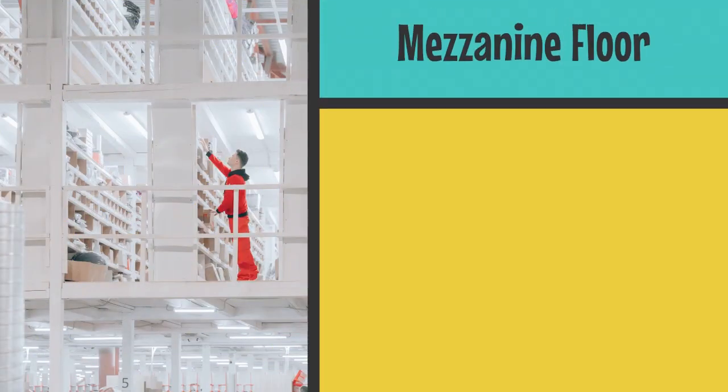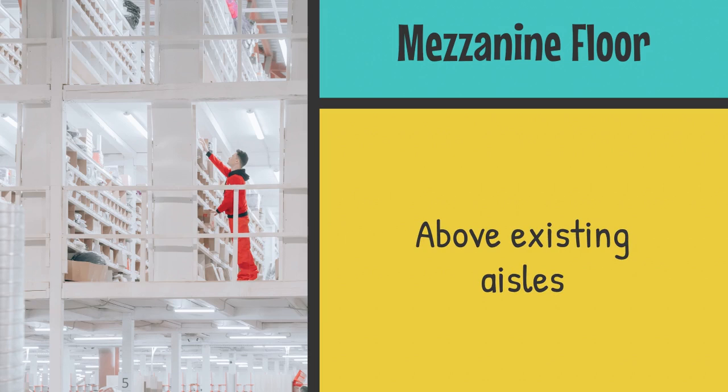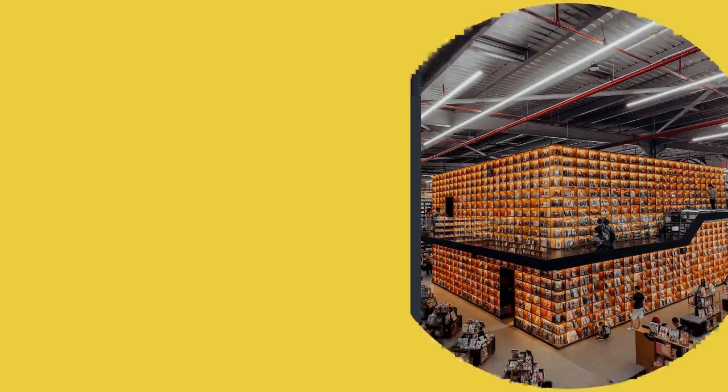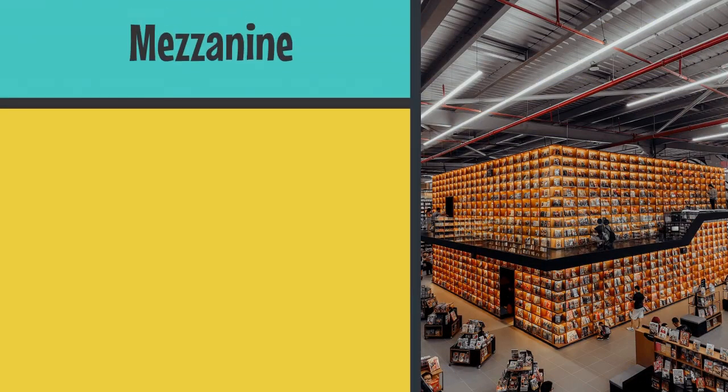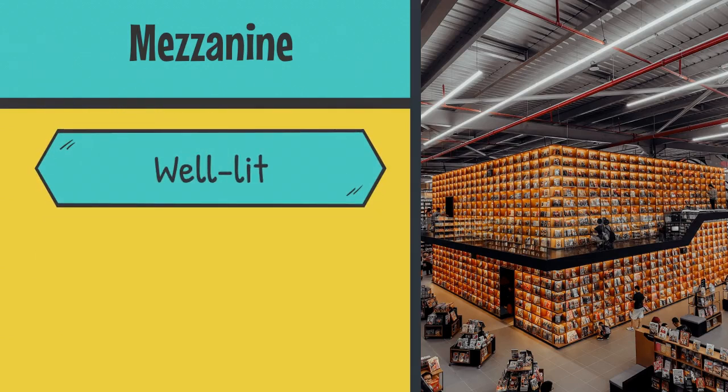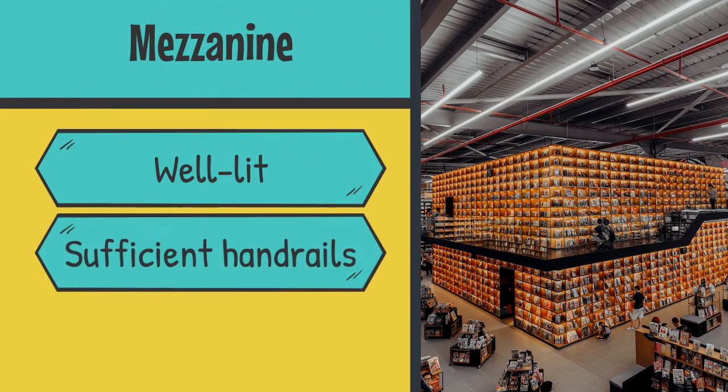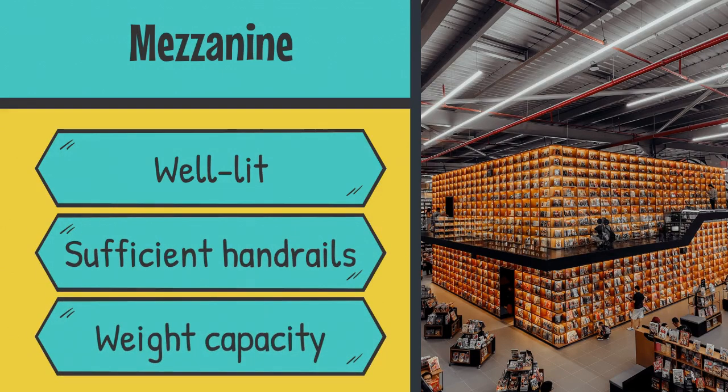A mezzanine floor provides a second floor which is built above existing aisles. There are several ways to create a safe mezzanine. These include making sure the mezzanine is well lit, install sufficient mezzanine handrails, and follow the weight capacity of the mezzanine.